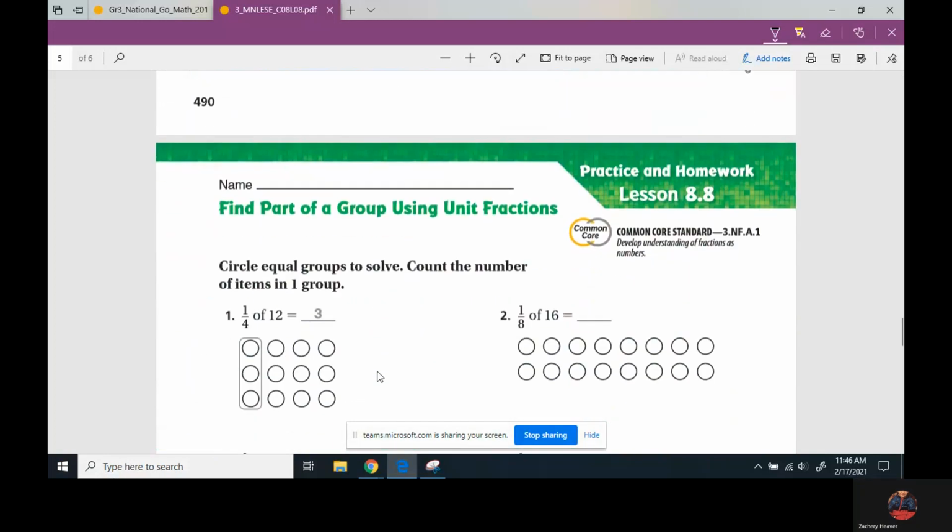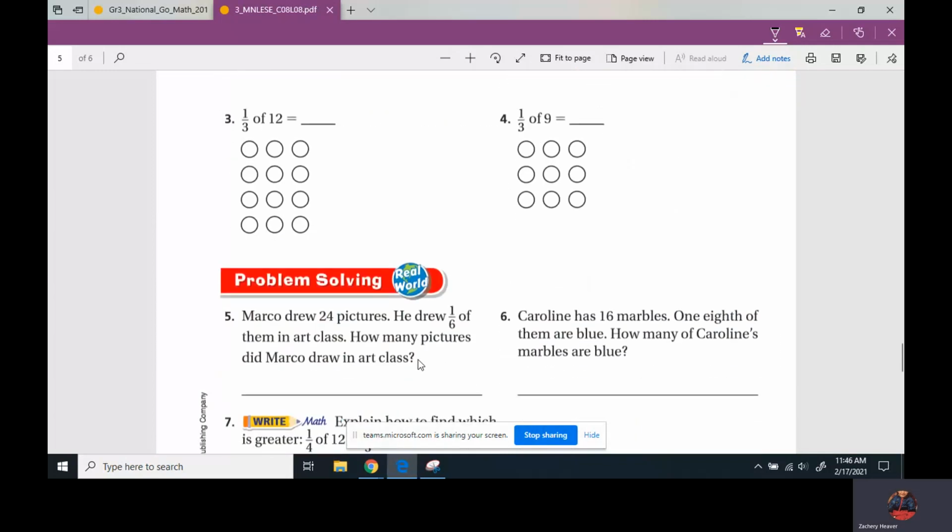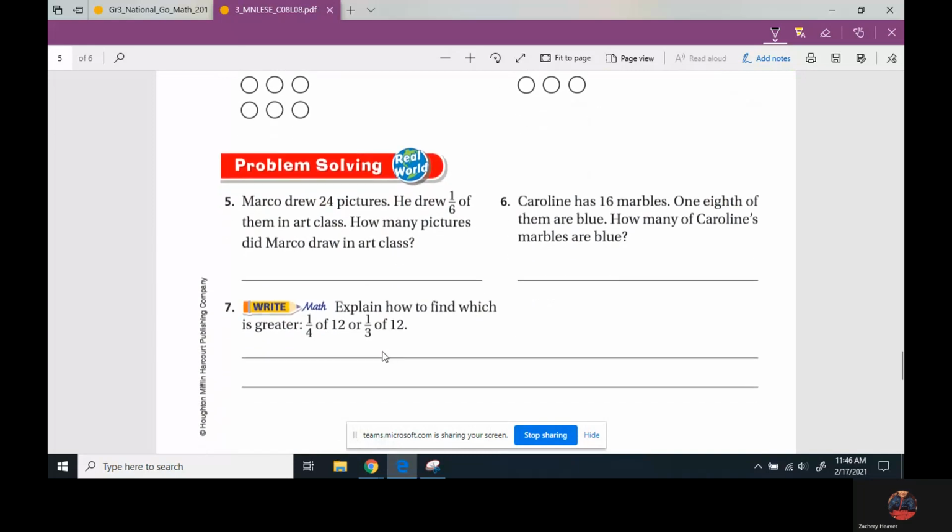All right. So, right here, it says 1/8 of 16. How many times can 8 go into 16? 8, 16. So we're going to have 2 in each group. So we're going to have 8 groups of 2. So 1 group, 2 group, 3 group, 4 group, 5, 6, 7, 8. There's 2 in each group. I think you guys can do 3 and 4. Yeah, you guys can do number 7 too.